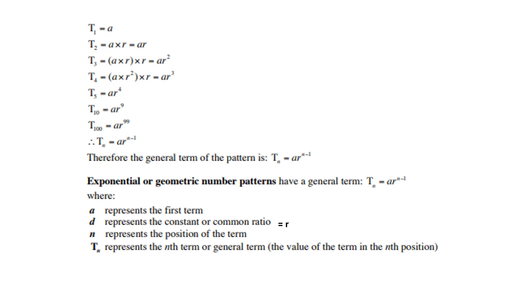Exponential or geometric number patterns have a general term. So remember, Tn equals ar to the power n minus 1. Remember, a is the first term. d represents a common difference, but in this case we use r and not d. n represents the position of the term. And of course, Tn represents the nth or general term, the value of the term in the nth position. So remember, d we only use for arithmetic. Here we use r for a common ratio.